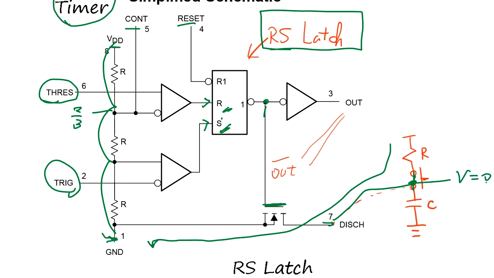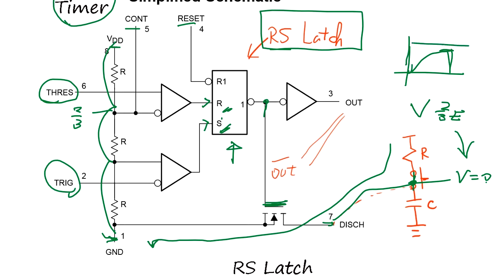So V goes up to 2/3 of E. Then suddenly this RS latch kicks in, and this transistor turns on and discharges to 0. So that's what this action is. The voltage goes up to 2/3 of E, and suddenly this discharge happens. The voltage across the capacitor becomes 0. Okay, so this is the IC chip.